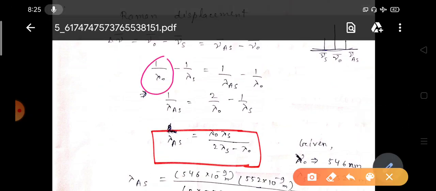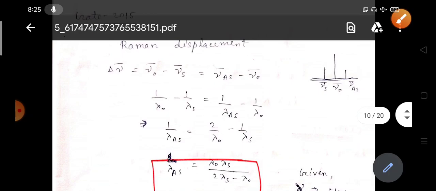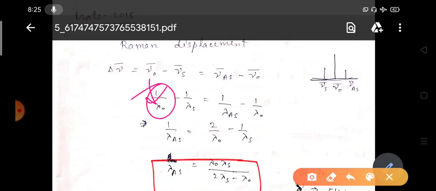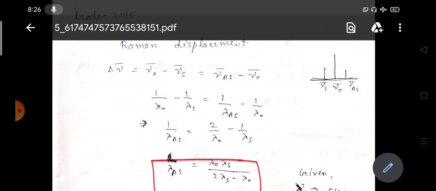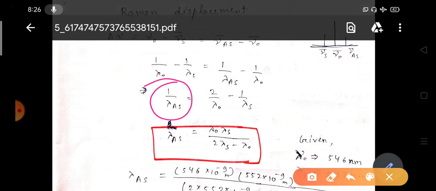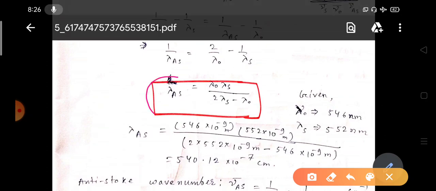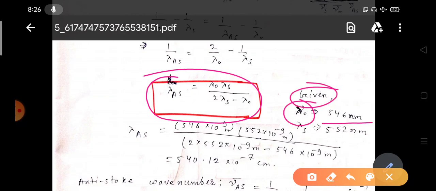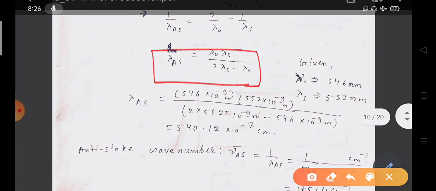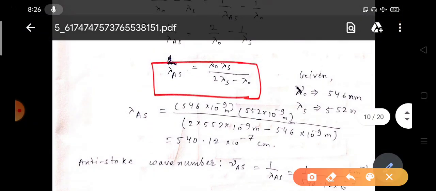So in terms of lambda, we can write 1 by lambda naught minus 1 by lambda s equals 1 by lambda as minus 1 by lambda naught. So 1 by lambda as, the anti-Stokes wavelength, is 2 by lambda naught minus 1 by lambda s. So lambda as can be calculated as lambda naught lambda s divided by 2 lambda s minus lambda naught. Now given lambda naught equals 546 nanometer and lambda s equals 552 nanometer, lambda as can be calculated by putting in these values.